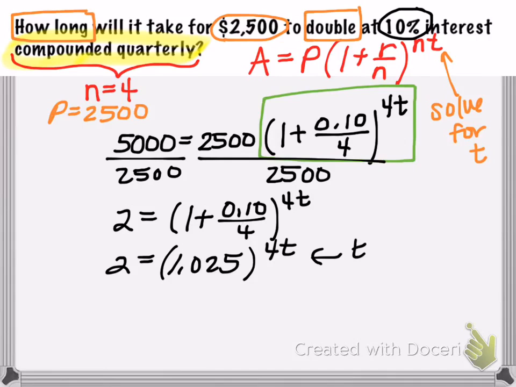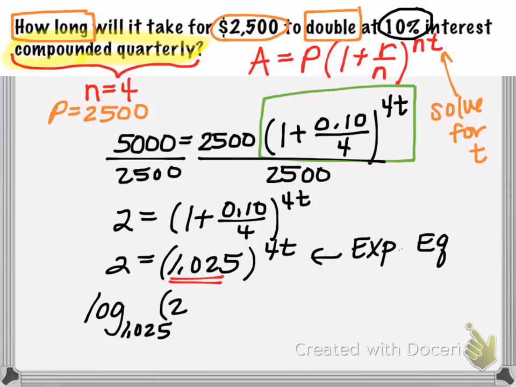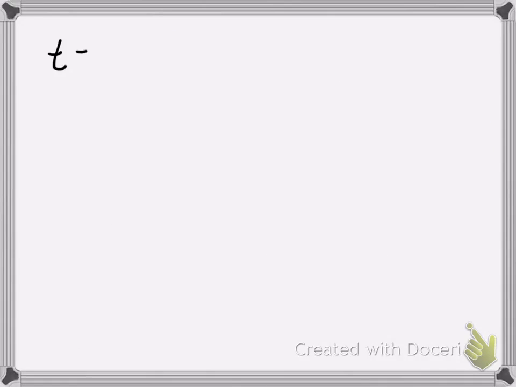So what we have here is an exponential equation. So we have two options to solve exponential equations. You can either rewrite this equation in log form, or you could take the log of both sides of the equation. And I prefer to write it in log form. Remember that you're always going to start with your base. So the base of this exponential equation is 1.025. So when I write this in log form, I will have log base 1.025 of 2 is equal to the exponent, which is 4t. And then solving for time, I just divide both sides by 4. So I have time, t is equal to log base 1.025 of 2, all divided by 4.